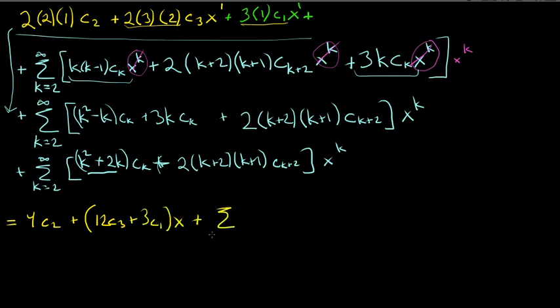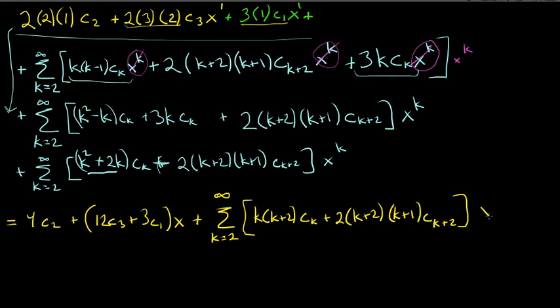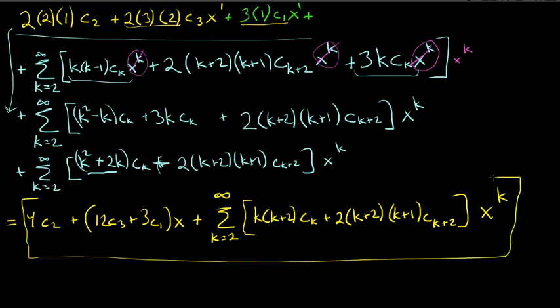Now we can go on to the series starting at k equals 2. We're just going to have k times k plus 2 times ck plus 2 times k plus 2 times k plus 1 times c k plus 2 all times x to the k. Phew, that was a long one.